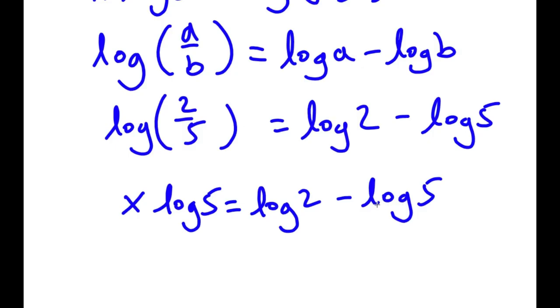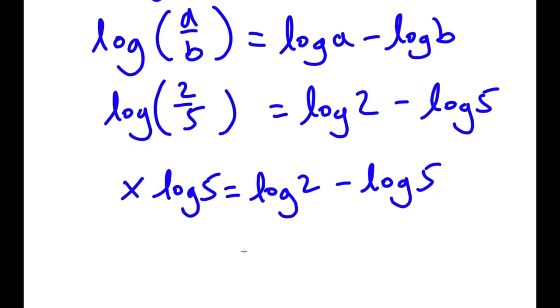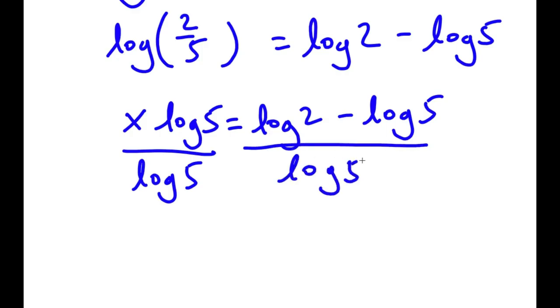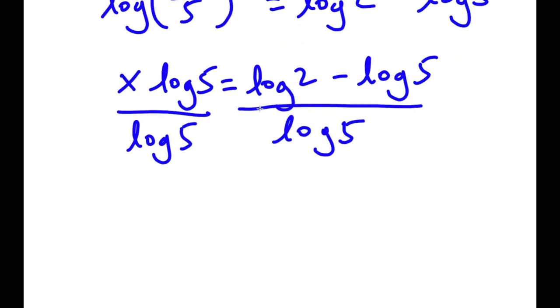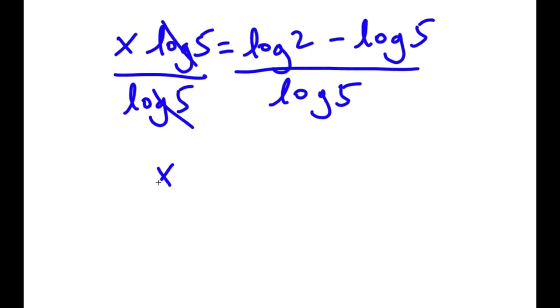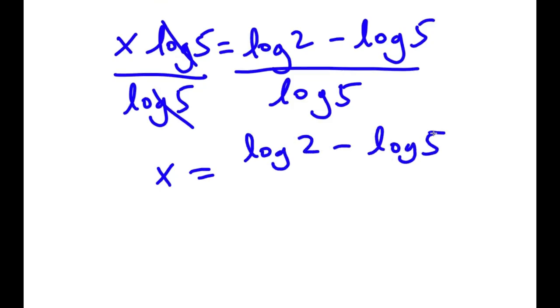Alright, so now what I'm going to do is I'm going to go ahead and divide by log 5 on both sides. So if I divide by log 5 on both sides, I get x times log 5 over log 5 is equal to log 2 minus log 5 over log 5. So first off, these two will cancel out. So now I have x is equal to log 2 minus log 5 over log 5.